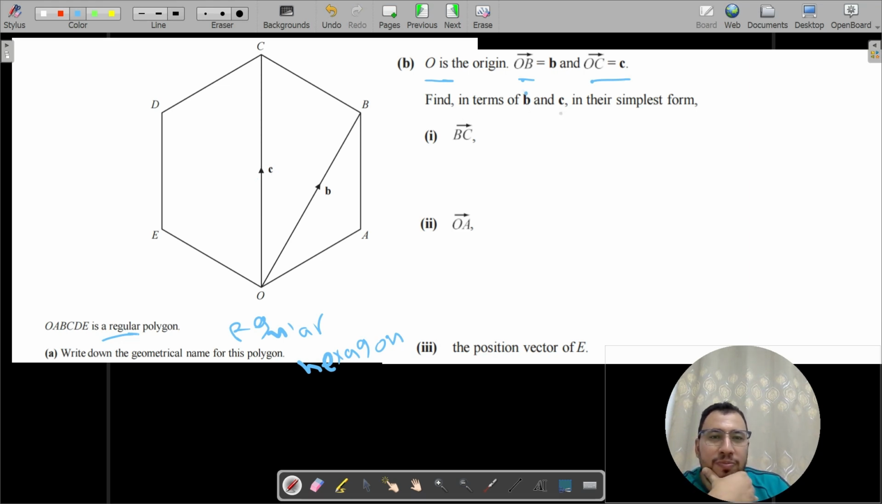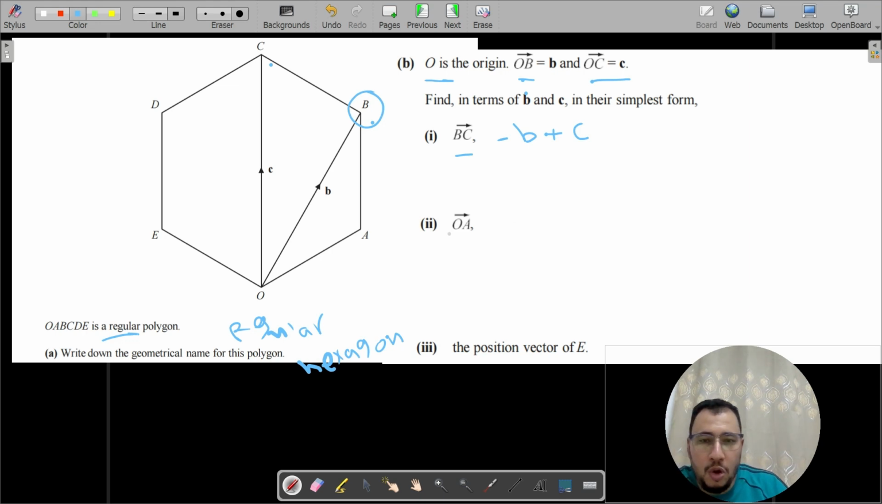Find in terms of B and C in their simplest form, BC. BC, so how can I go from B to C? This is point B, this is point C. Of course, as I told you, we don't have a direct way here. We need to find it. We will turn around the shape. It will be the opposite direction of B, then the same direction of C. In other words, we can simply write negative B plus C, or C minus B. It doesn't make any difference.